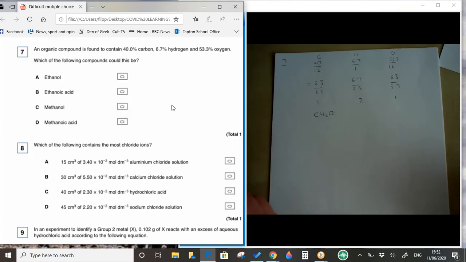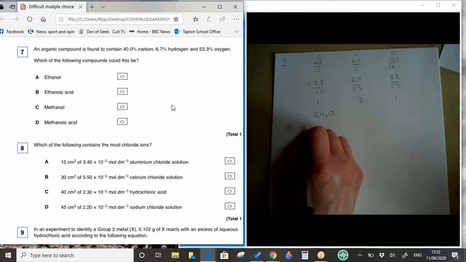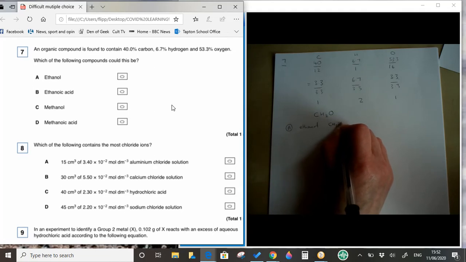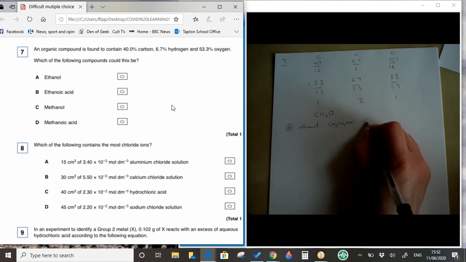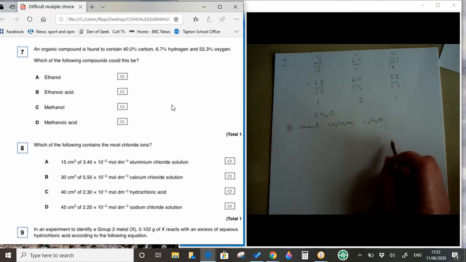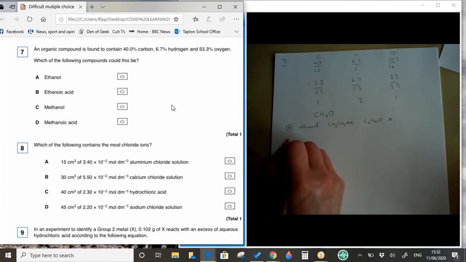So now I've just got to look at what I've got in the question and work out the empirical formula of those. So A would be ethanol. So ethanol is CH3CH2OH. So that's going to be C2H4O. And I can't simplify that any further because there's only one oxygen. So it's not A, because that's not the same as what we've worked out.